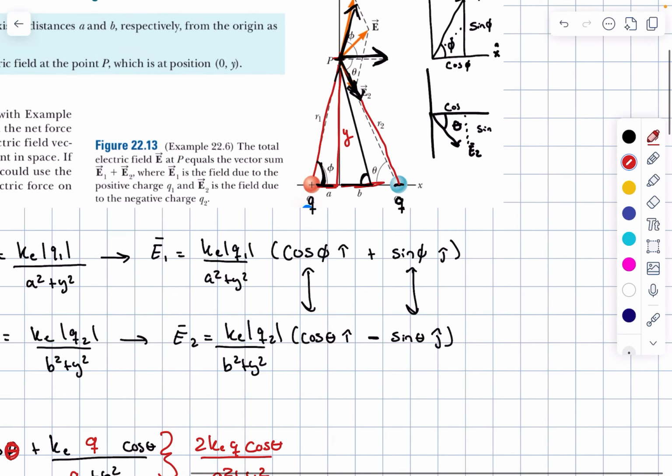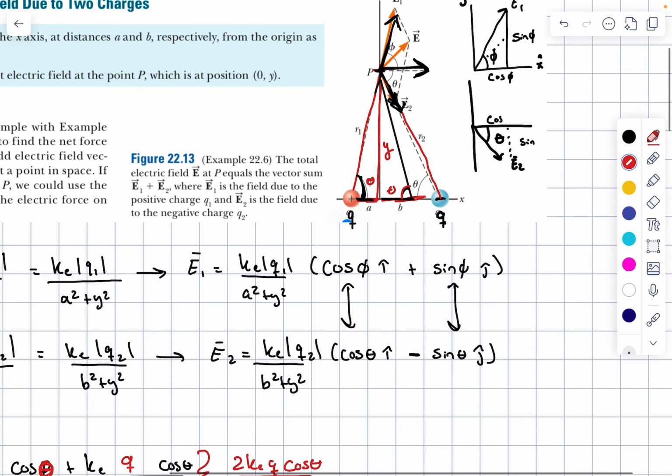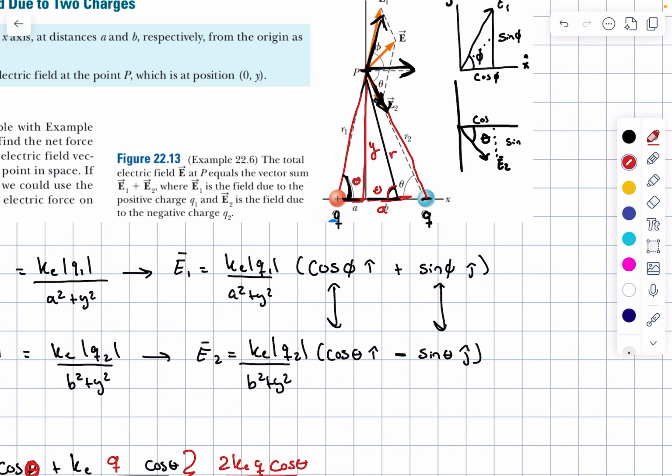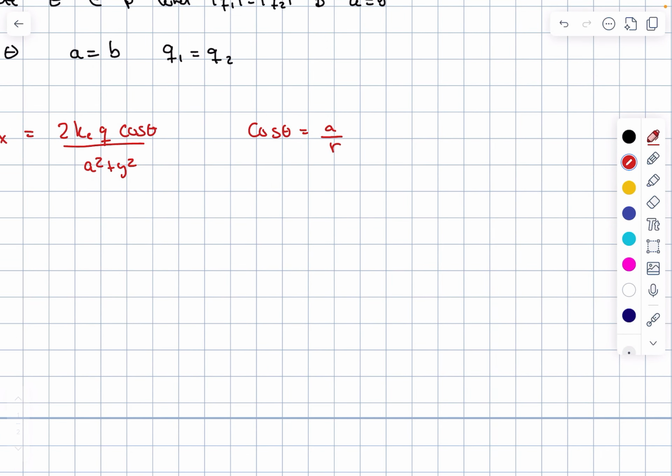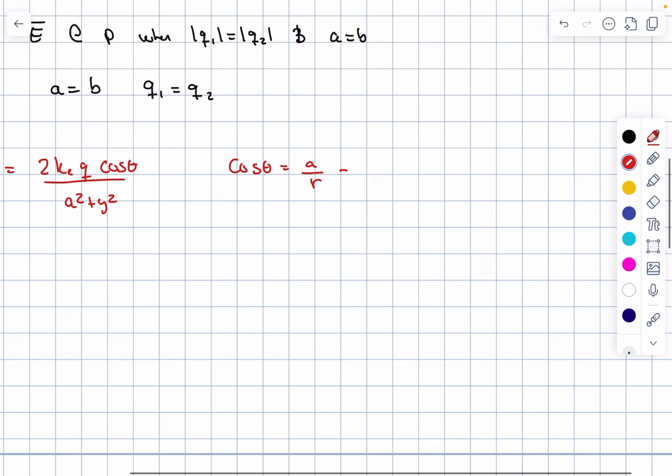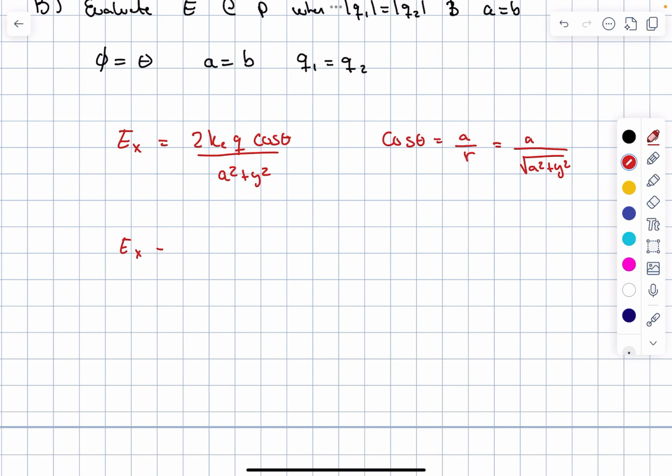So the cosine of, well, if this is theta and this is theta, the cosine of it is going to be A, so whatever this is, right? And this is R, and this is R. Is A over R, and we know what R is, right? So it's going to be A divided by the square root of A squared plus y squared. And so we're going to get E_x is equal to 2 k_e Q A divided by, and then here we're going to multiply this by this, which is going to give us A squared plus y squared to the power of 3/2.